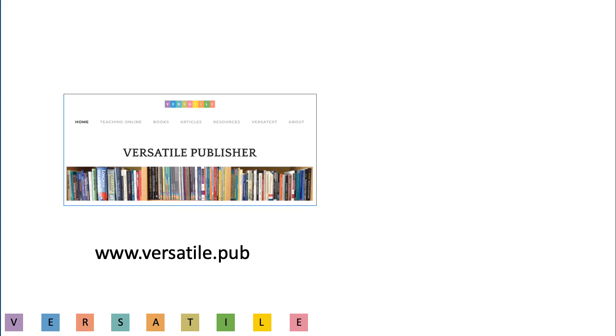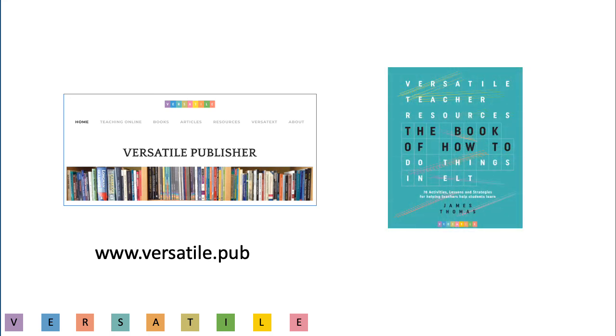The SST is just one of the units in the book of how to do things in ELT. The subtitle of this book is 70 Activities, Lessons and Strategies for Helping Teachers Help Students Learn. A common feature of all of these units is teaching language through language tasks.